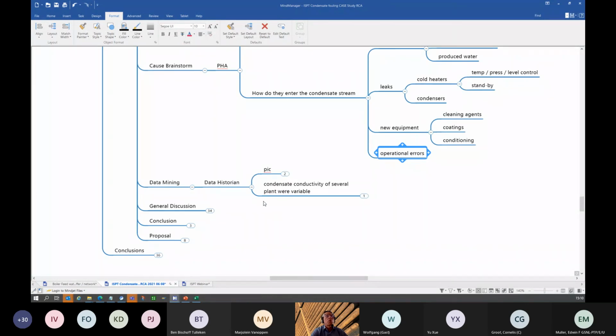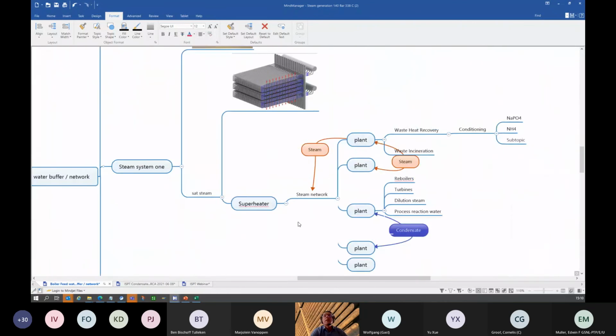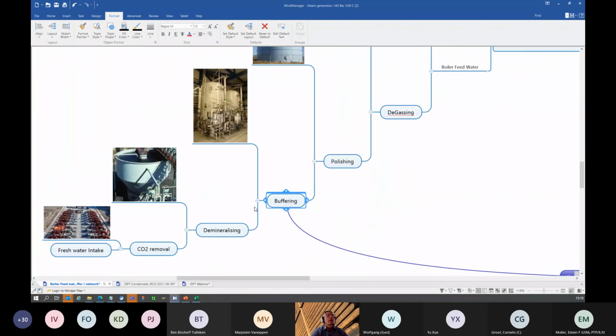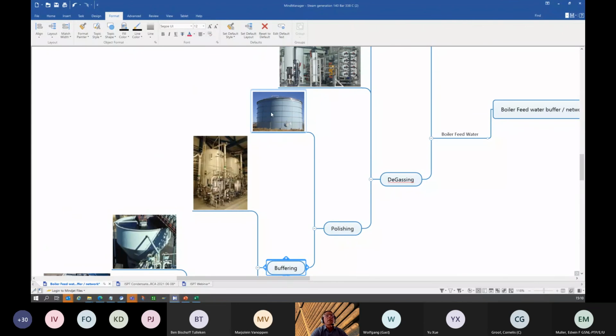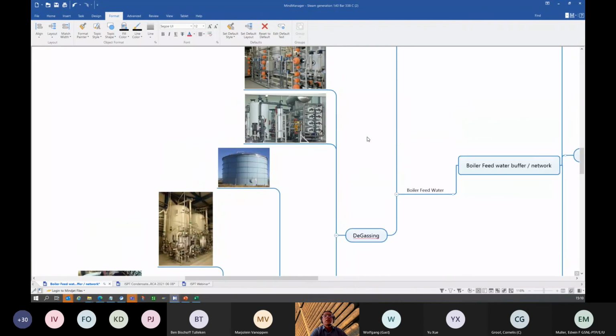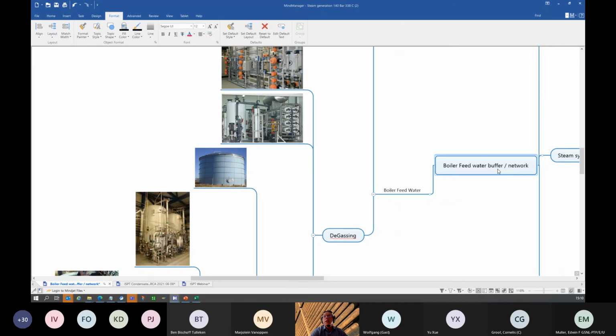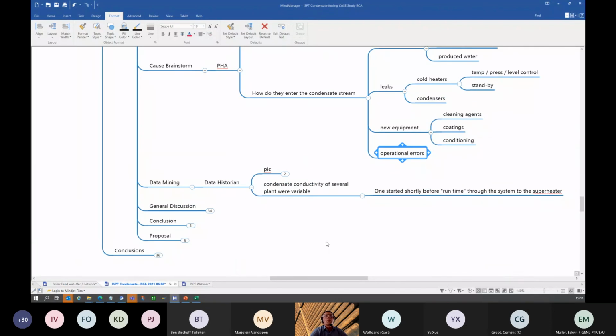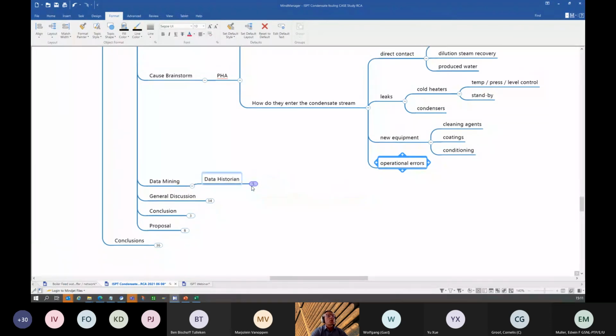This needs some work, but we knew that we had definitely one plant that had a likely cause, because one started shortly before the runtime through the system to the superheater. If you look at the whole system, you have plants, you have condensate, and the condensate goes back to the buffer tank. And before it is mixed up in this buffer tank with the rest of the waters, and it's been through the polishing tank and the degassing tank, and it's been through the boiler feed water buffer tank and into the steam system, a few hours have passed normally. So you have to check quite a long time before you start with that.